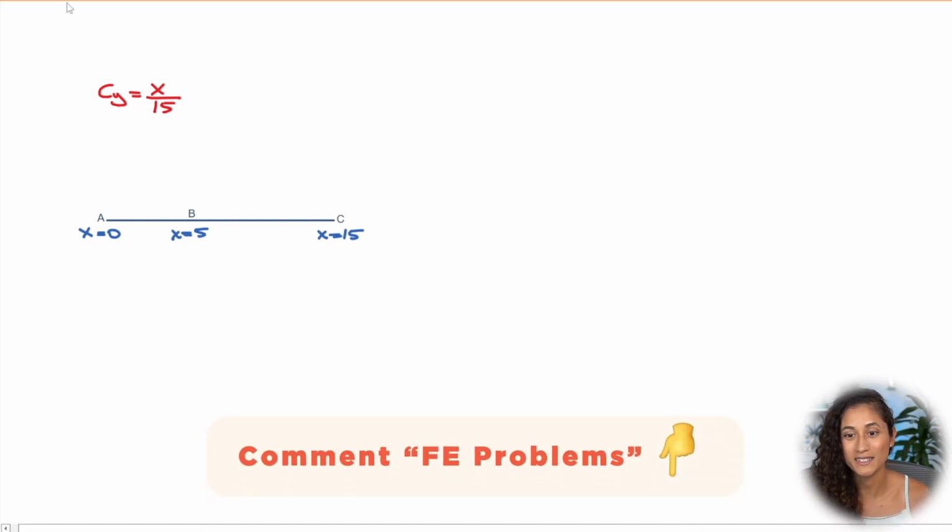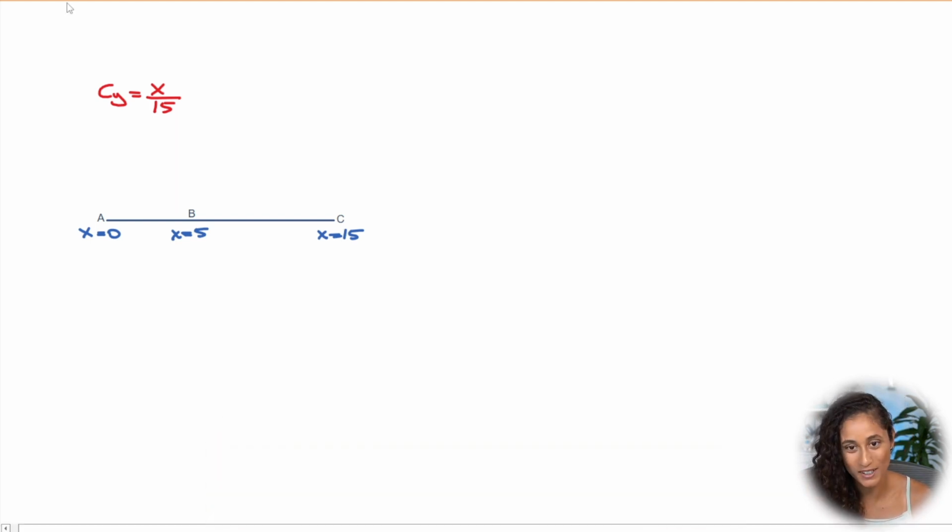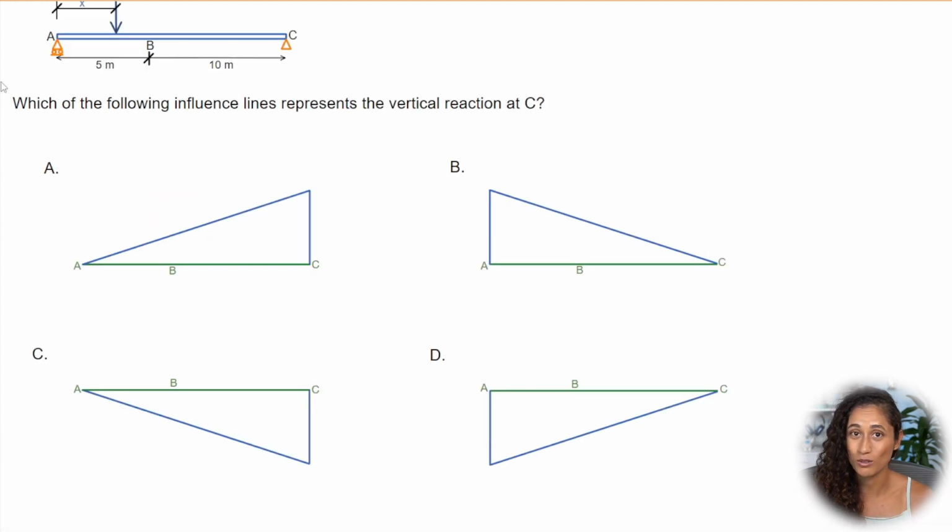Now let's plug in these distances in CY. So if we plug in 0 here, we're going to have 0 over 15, that's going to be 0. Now at B, that's 5. So if we plug in 5 over 15, that's going to give us 1 over 3. And if we plug in 15 over 15, that's going to give us 1. So the influence line at reaction C is going to look like this. Now, if we take a look at the multiple choice, the answer is going to be A.